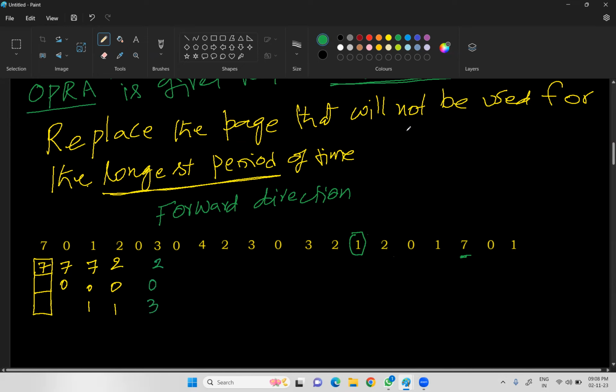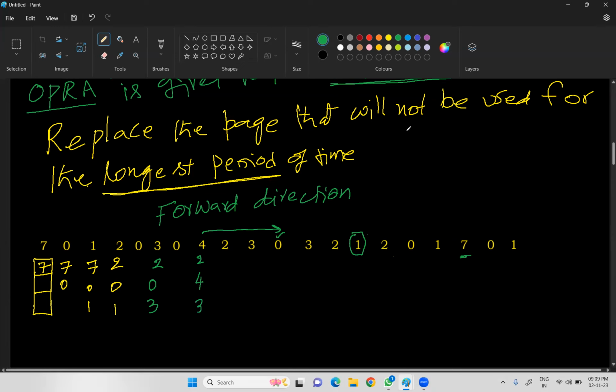Now 0 is already available. 0 is already available. Now 4 is not available. Which one would I like to replace here? You can observe 2 and 3. After 4, immediately 3 is there. After 2, immediately 3 is available. So if you look in the forward direction, 0 will be used after 2 different frames, those frames being 2 and 3. Therefore, you have to replace this particular 0 with 4. So therefore it is 2, 4, 3.